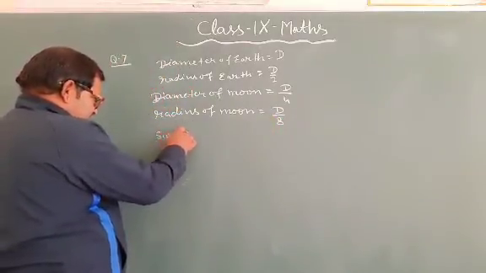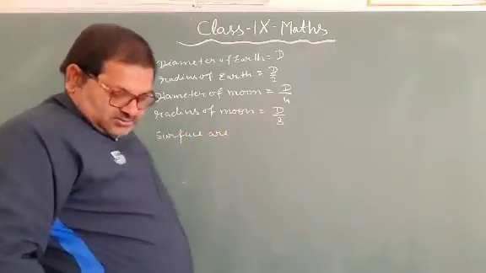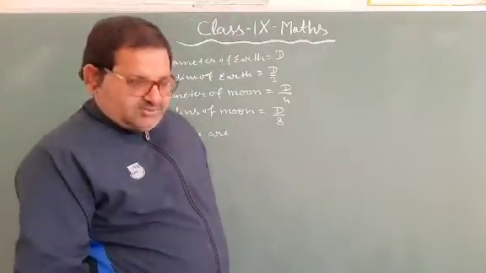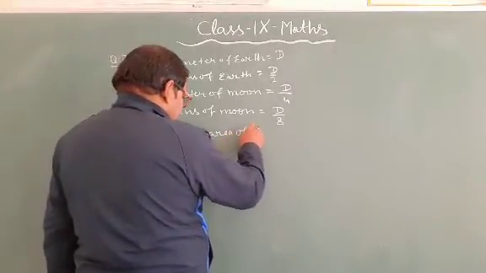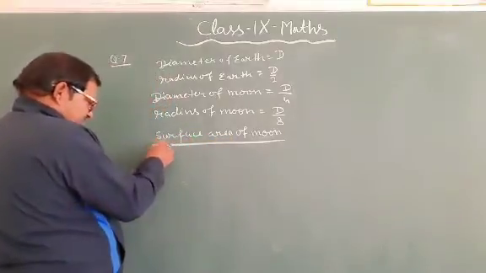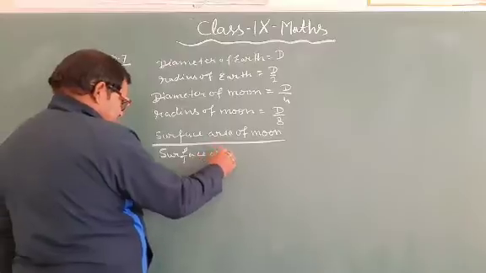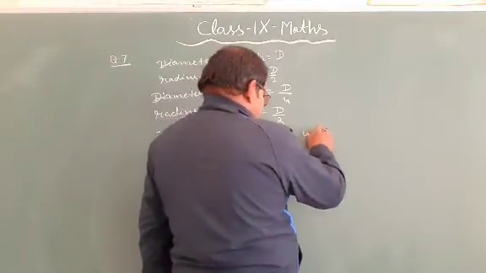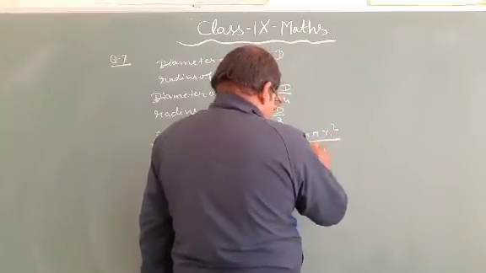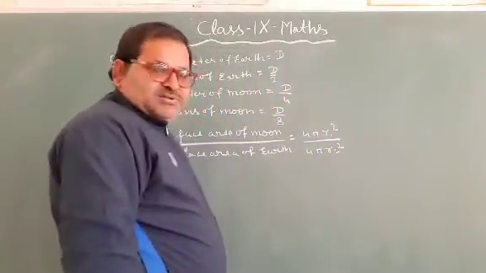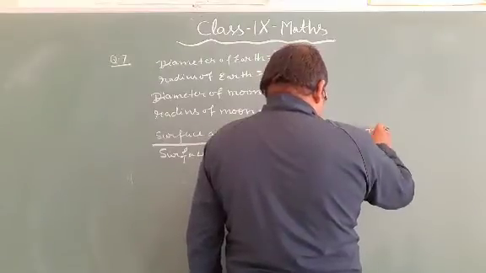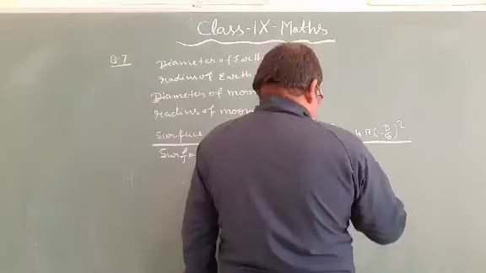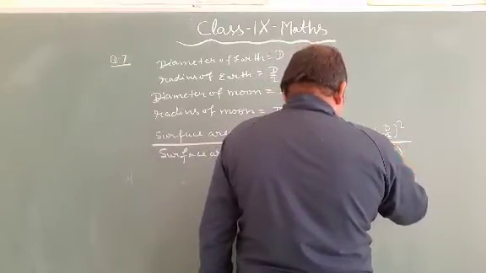So the ratio of their surface areas: surface area of moon upon surface area of earth is equal to 4 pi r1 square upon 4 pi r2 square, which is just equal to 4 pi (d by 8) whole square upon 4 pi (d by 2) whole square.